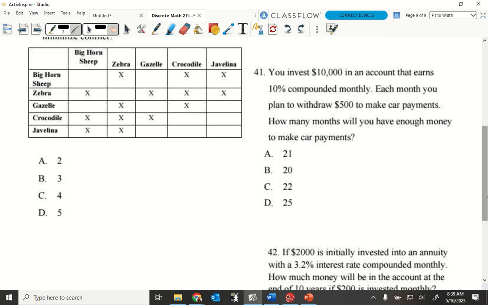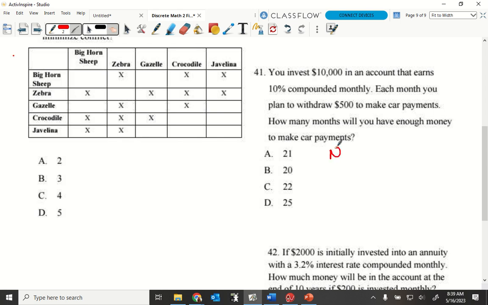All right, 41. You invest 10,000 in an account that earns 10% compounded monthly. Each month you plan to withdraw $500 to make car payments. How many months will you have enough money to make car payments? Is this asking for N again? Yeah, this is another N problem. So I'm going to do the same thing that we just did.